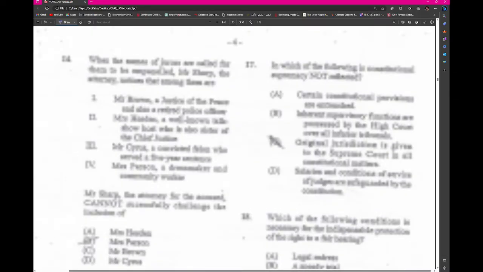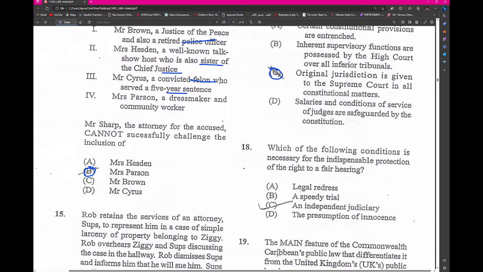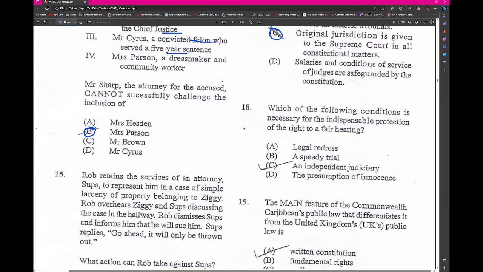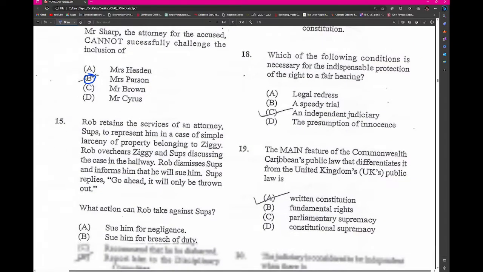Alright, so looking at this now, in which of the following constitutions is constitutional supremacy not reflected? Certain constitutional provisions are entrenched. It is reflected. Inherent supervisory functions are possessed by the High Court. That's true. Original jurisdiction is given to the Supreme Court in all constitutional matters. Nope.